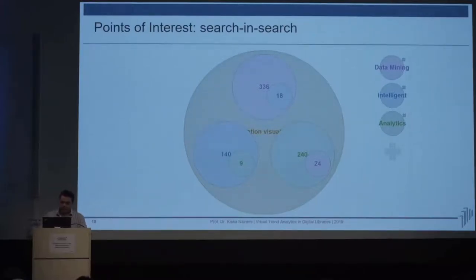We integrated a visual search-in-search mechanism in our tools too. That means that you have a search result set, but you want to search within your search result set. I have defined here three points of interest on the right side, but my main search term was information visualization. You cannot see it because it's overlapped with the other circles. And you have now data mining, intelligent, and analytics, and you can combine them and see that the combination of data mining and information visualization gives 336 results. The combination of data mining, information visualization, and intelligent gives 18 papers, and so on. You can combine this kind of visual search-in-search interface.